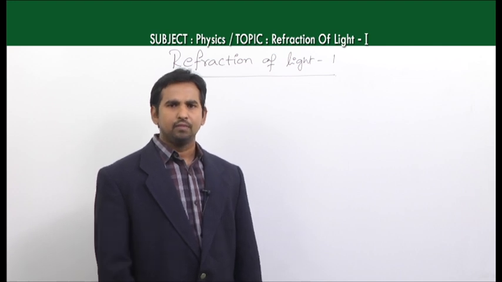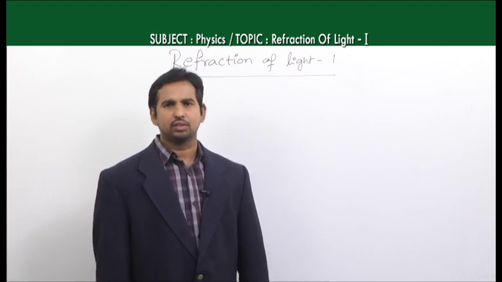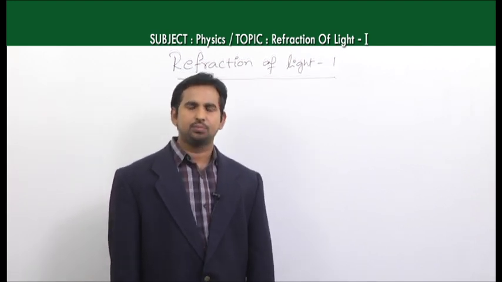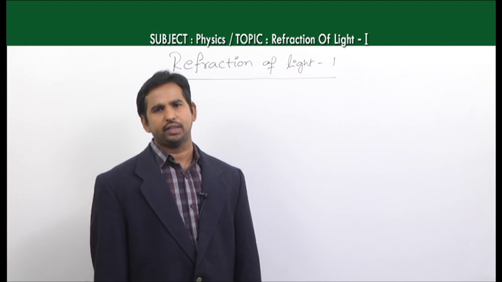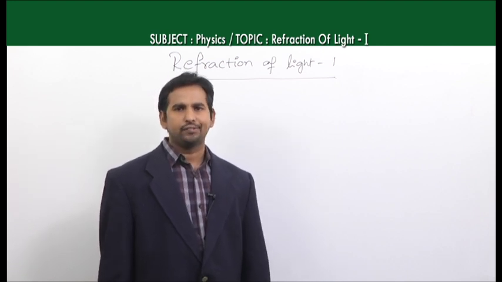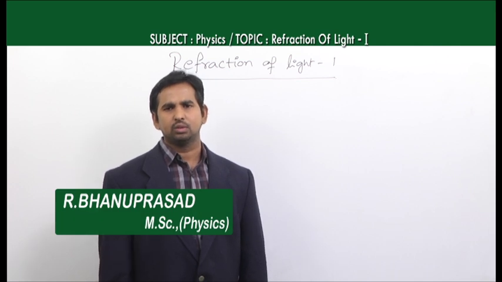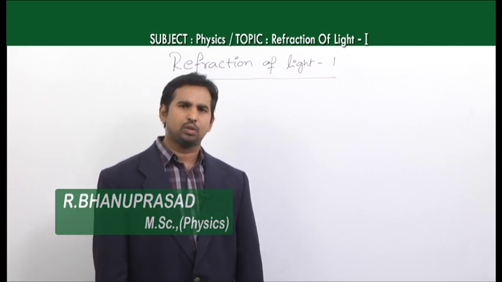Okay. When it comes to the convex lens, actually a convex lens is a converging lens. Converging means that when you project a parallel beam of light rays onto a convex lens, after refraction all the light rays meet at a point. That point we call the principal focus.